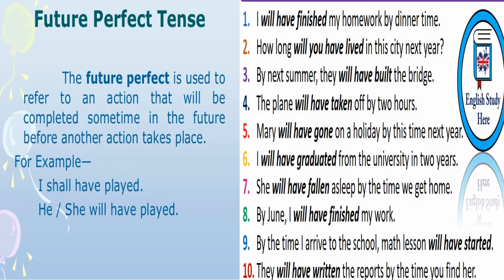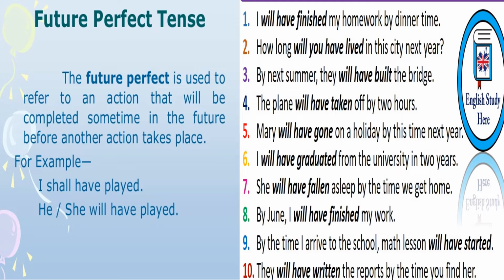Look at these examples. You can understand it even better. I shall have played. He or she will have played. I will have finished my homework by dinner time. So there are two sentences, right? Two actions taking place. How long will you have lived in the city next year? By next summer, they will have built the bridge. The plane will have taken off by 2 hours. Mary will have gone on a holiday by this time next year.